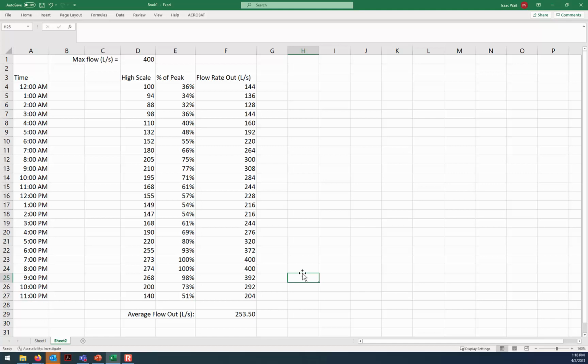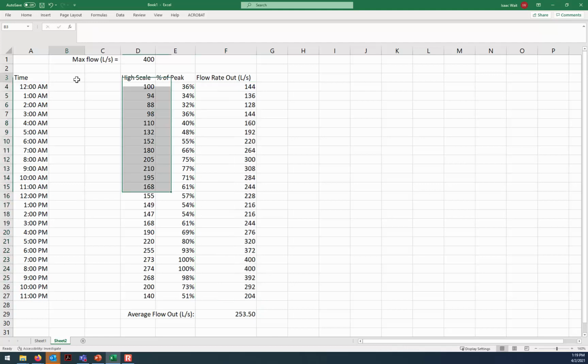Now the reason why I want to know the average is because the flow into the tank in a 24-hour cycle is going to be equal to the average flow out. If that wasn't the case, then there wouldn't be balance between the inflow and the outflow. If I had more flow going out during the 24-hour cycle than is going in, then the tank is going to run dry before the end of the cycle.